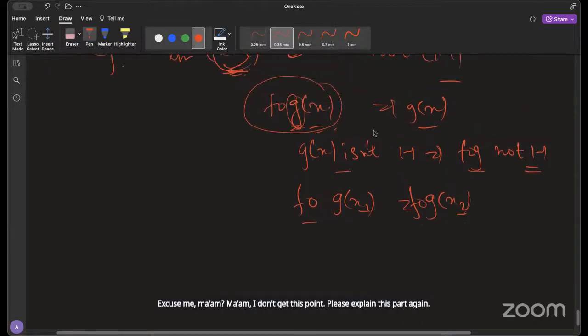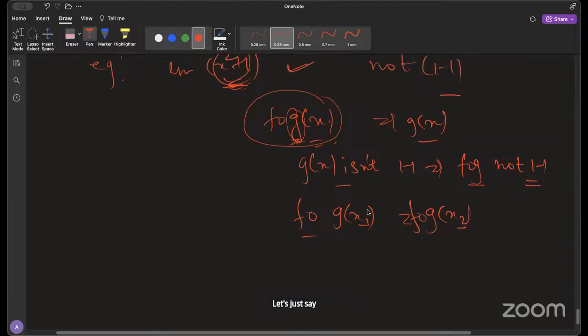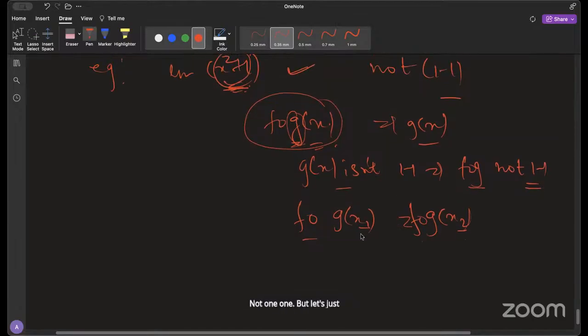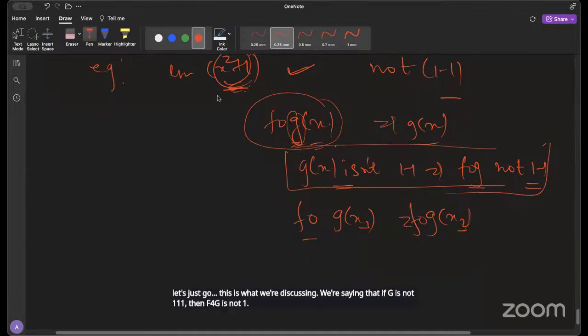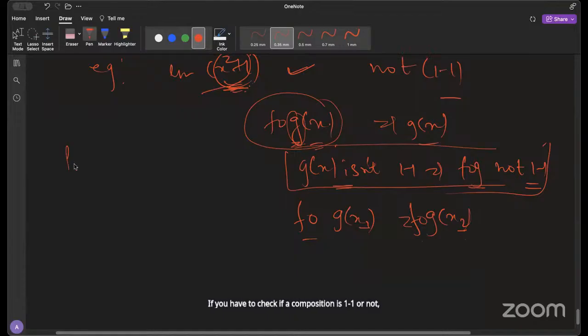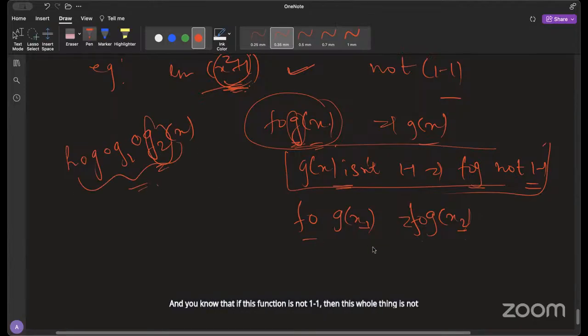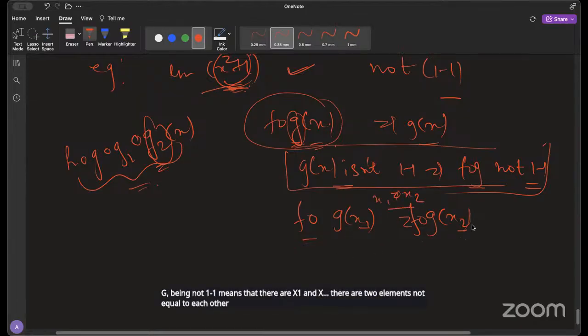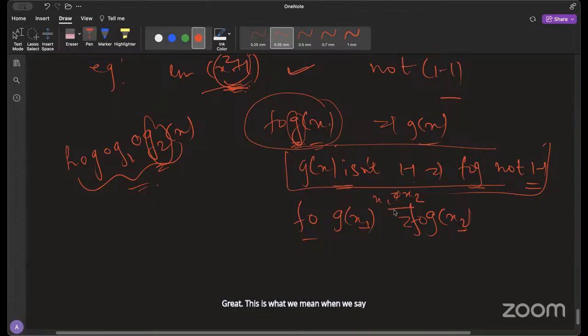Okay, we just said that if your G is not 1, 1, or let's say your G is 1, 1. This is what we're discussing. We're saying that if G is not 1, 1, then FOG is not 1, 1. If you have to check if a composition is 1, 1 or not, no matter how long the composition is, and you know that if this function is not 1, 1, then this whole thing is not 1, 1. Why so? Because g being not 1, 1 means that there are two elements x1 and x2, not equal to each other, so that g(x1) and g(x2) are the same. This is what we mean when we say that g(x) is not 1, 1.